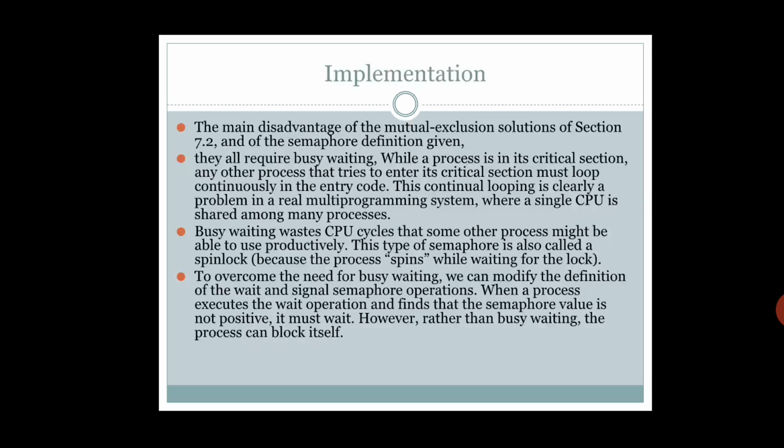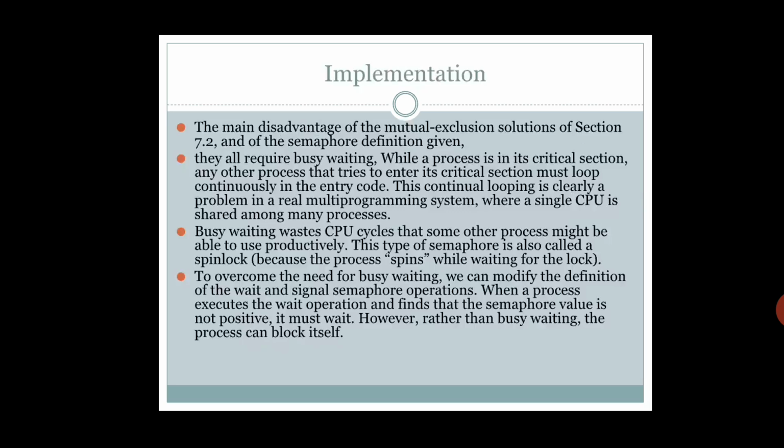Okay, now if you think of implementation, a main disadvantage of the mutual exclusion solutions of the critical section problem and the semaphore definition, whatever definition they have given in the previous section, is what is the actual issue? They all require busy waiting. While a process is in its critical section, any other process that tries to enter its critical section must loop continuously in the entry code. That is obviously because if one is accessing it, then the other process has to wait. There is no other option as well.